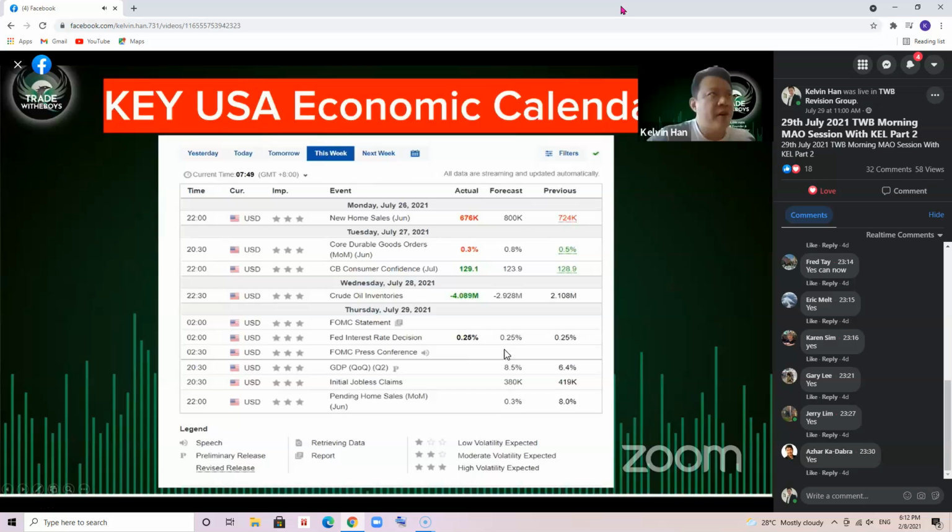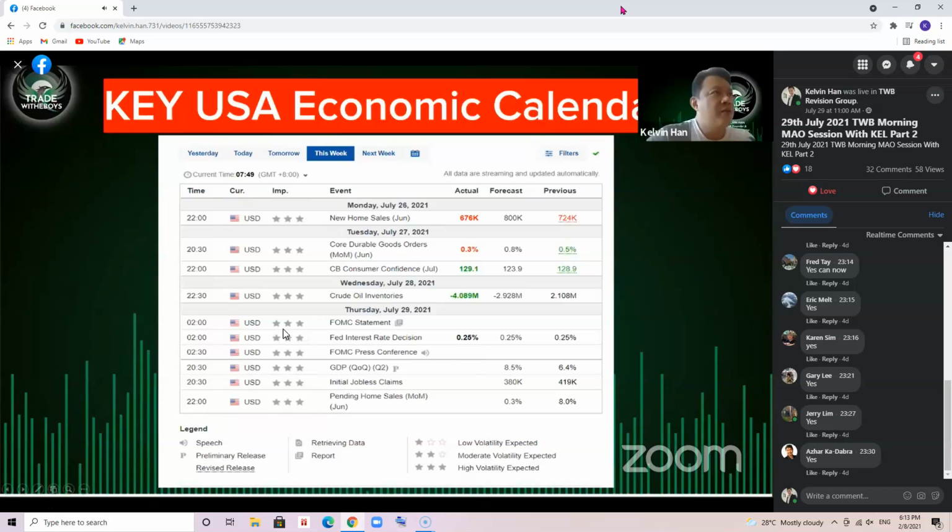Now, of course, we know the Federal Reserve has maintained the interest rate at 0.25%. And of course, the FOMC minutes came out. I mean, the press conference, later you'll hear it for yourself. He said there will not be tapering in the near term. So that's the reason why the market is like that with the dollar.